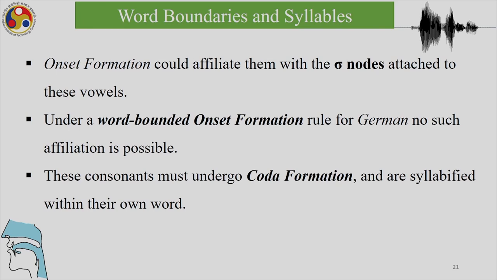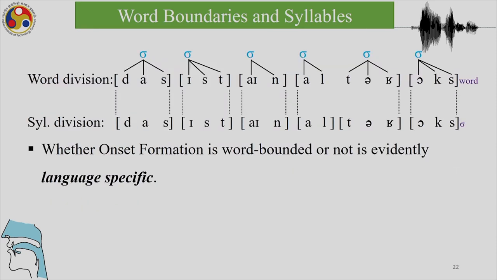So, the final consonant of one word does not become the syllable of the following word. And those prosodic boundaries are maintained in a language like German. These consonants must undergo coda formation and are syllabified within their own word. So that's what we see here, that all of these are separate syllables: das ist ein alter Ochs. And whether onset formation is word bounded or not is evidently language specific.